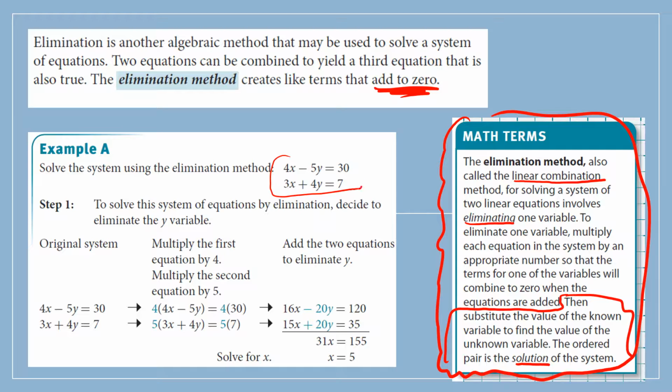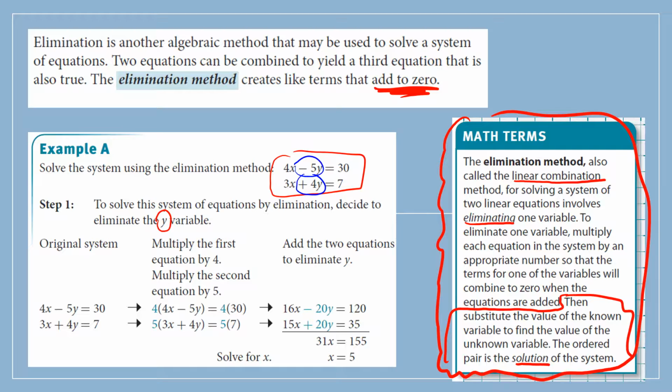So here's my two original equations. To solve this system of equations by elimination, decide to eliminate the y variable. You can decide to eliminate x or y. The reason they probably chose y is because you'll notice in these originals that we already have one that's negative and one that's positive. So if they were the same number, let's say 20, if I could turn them both into 20, then they'd automatically make a 0 because one's positive and one's negative.